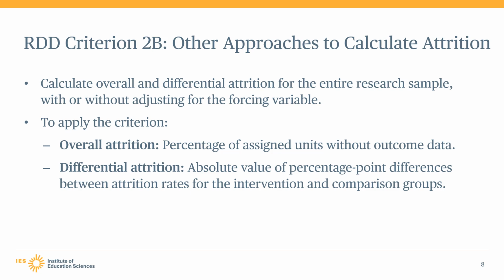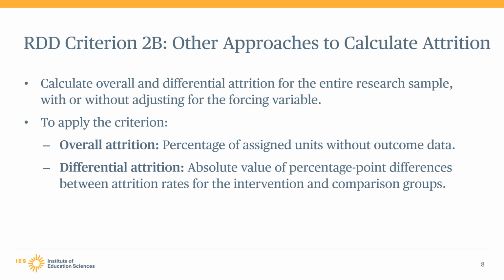Specifically, researchers can calculate overall and differential attrition for the entire research sample, with or without adjusting for the forcing variable. If authors calculate attrition both with and without adjusting for the forcing variable, the WWC will review both and assign the highest possible rating to this part of the study design. However, only one of the two approaches may be used to calculate overall and differential attrition.